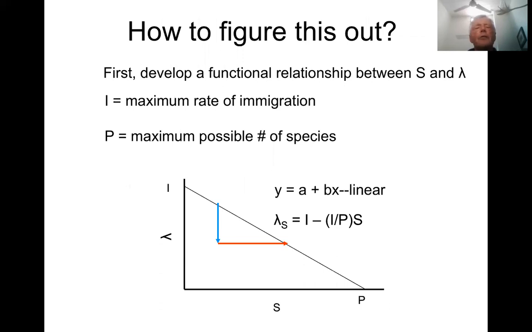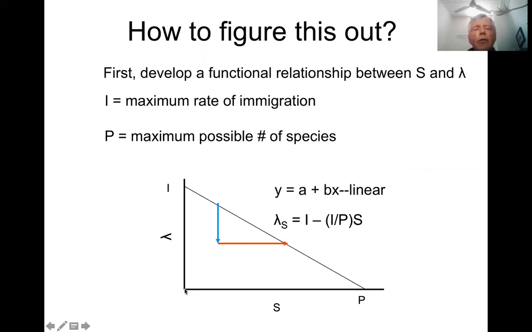This is what MacArthur and Wilson did. They did it graphically and mathematically, and the graphical solution is pretty elegant and pretty interesting. So I'm just going to explain it to you. What they did, first of all, was develop a functional relationship. Again, we're going back to functional relationships because they're so common in science. Functional relationship between the number of species that are there and the immigration rate.